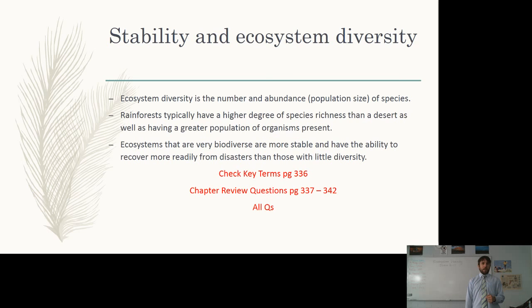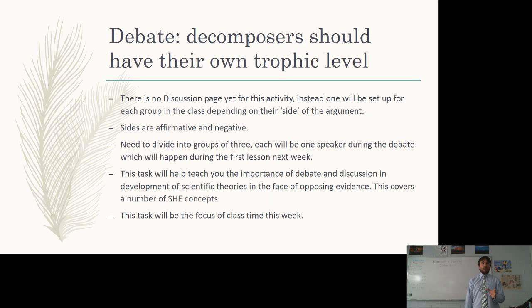We've got some checking of key terms in red there and some review questions which you'll need to complete all of those, but I really want to focus now for the next minute or two on our debate. So our debate is, the question for the debate is, decomposers should have their own trophic level. Now, as yet I haven't put a discussion page up. I will do so this afternoon. So we'll set one up for each group.